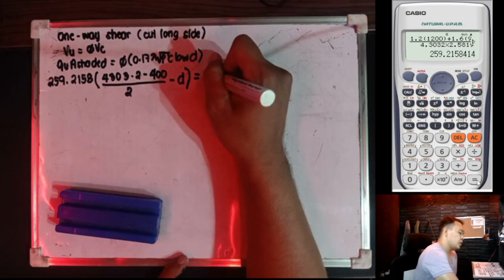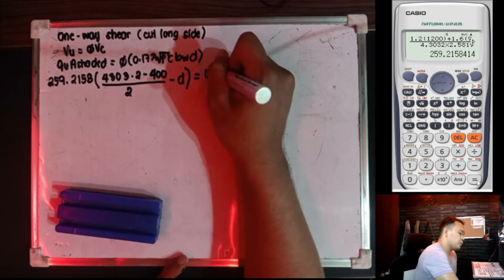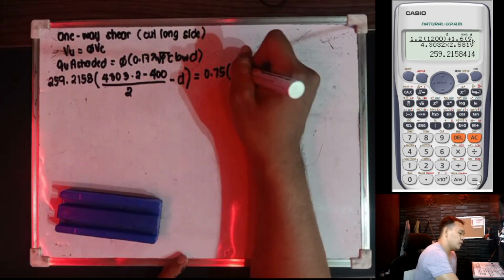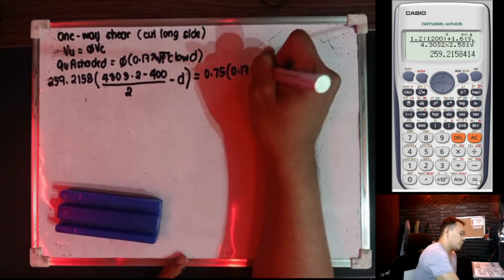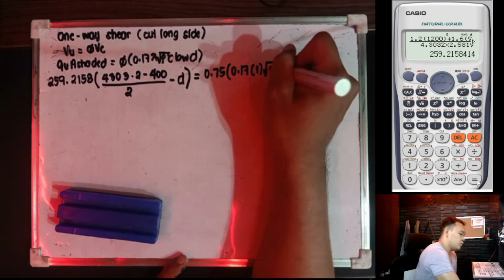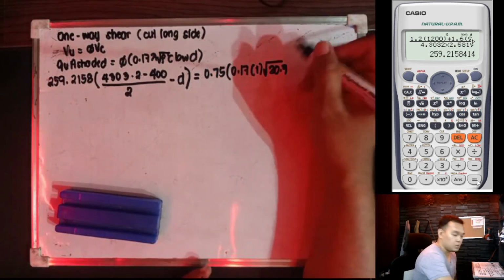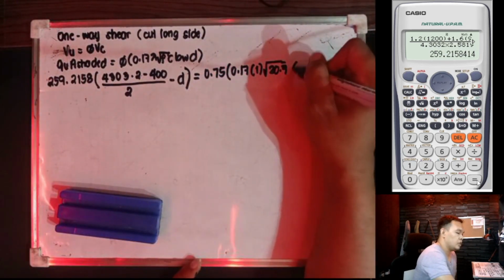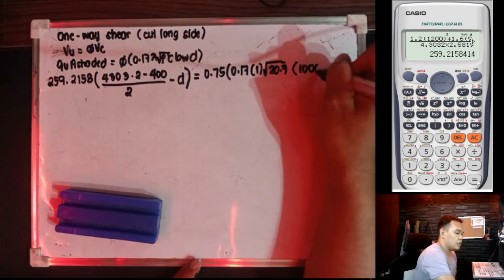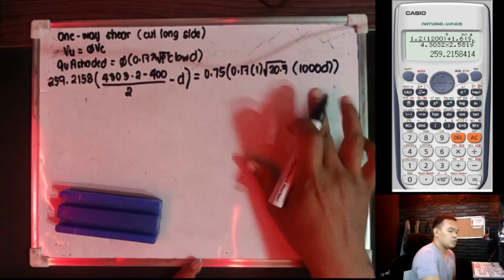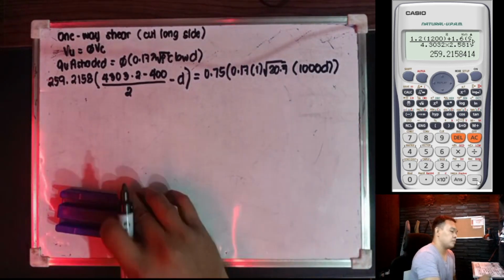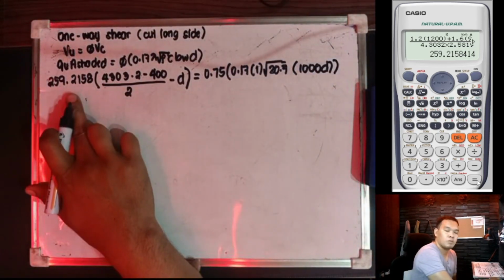We have here phi, which is equivalent to 0.75, multiplied by 0.17 lambda, which is 1, square root of 20.7, the Fy. Then the BW I will no longer write, it cancels out. Then the D is 1,000 D. Okay? So the 1,000 there is the conversion factor to convert from kPa into MPa.